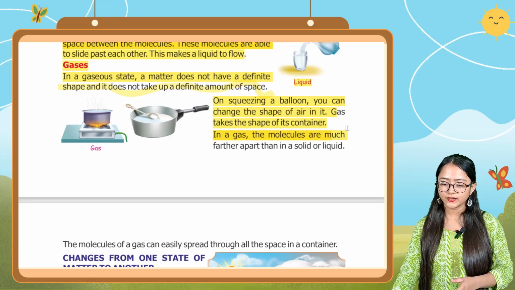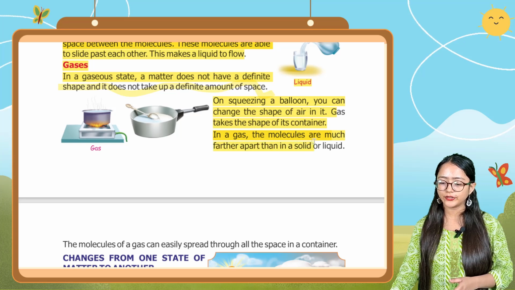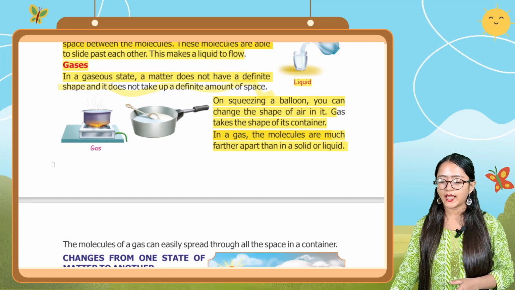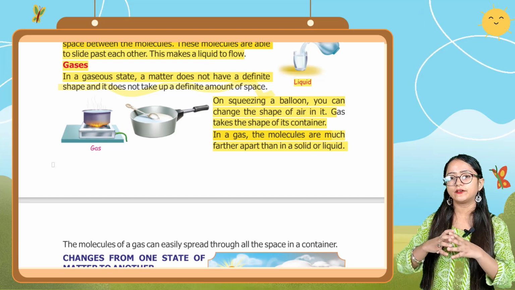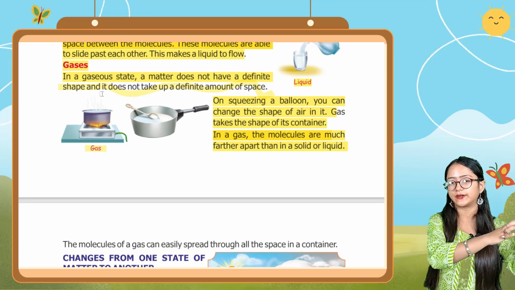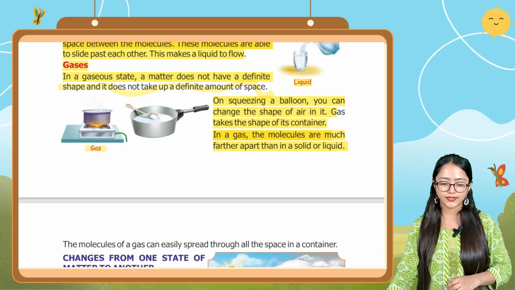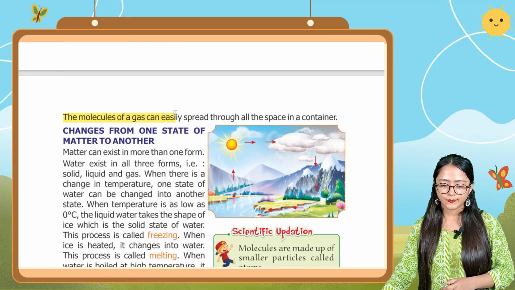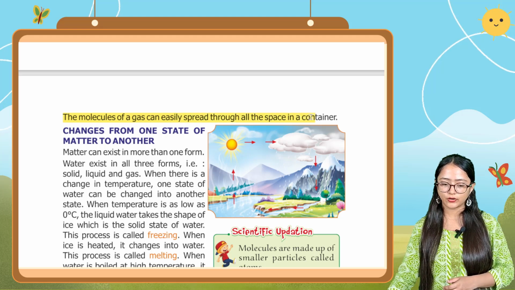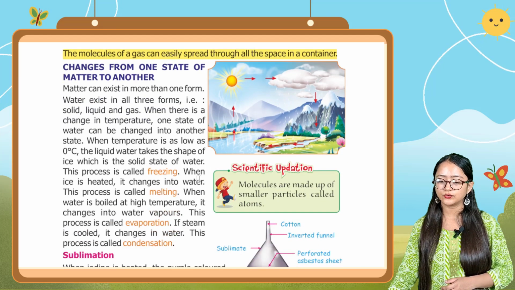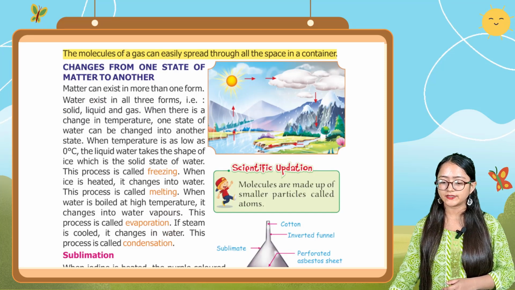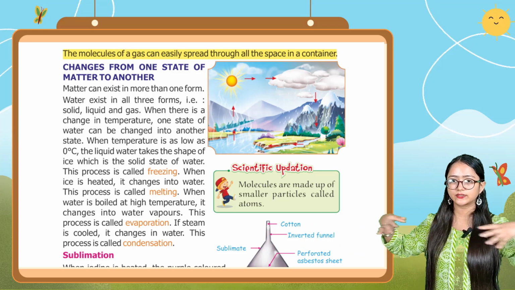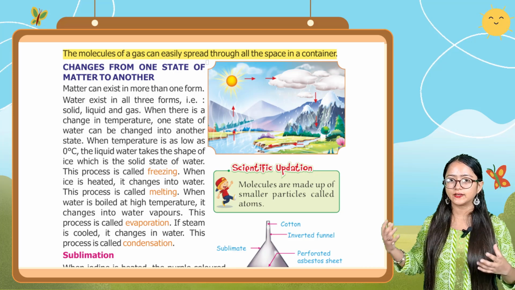In a gas, the molecules are much further apart than in a solid or liquid. As I said earlier, the molecules are further apart in a gas as compared to solids and liquids. Here you can see the example picture given, like when you are cooking food. The molecules of a gas can easily spread through all the space in a container. They are loosely packed, and there is lots of space in the gaseous state.